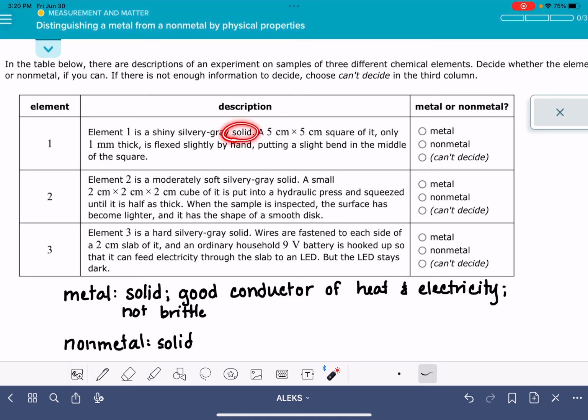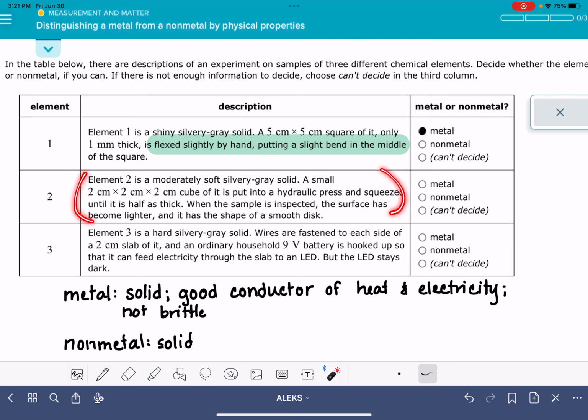So this one says we have a solid. That means it could possibly be a metal. It says that this thing can be flexed slightly by hand. So that would mean that it is not brittle. Flexing it slightly by hand means that the person is holding it in their hand and just kind of bending it. It is flexing, putting a slight bend in the middle, not snapping, not breaking. I think that describes a metal. And I'm going to highlight that it bends when somebody bends instead of breaks. That's the word I'm looking for.